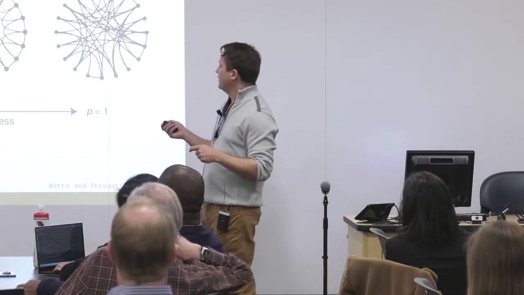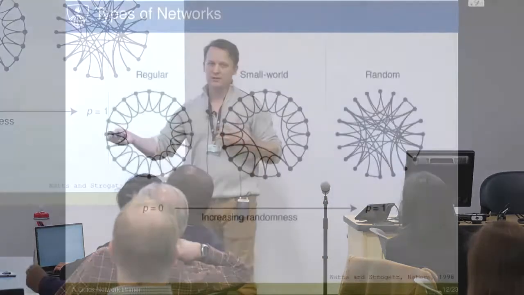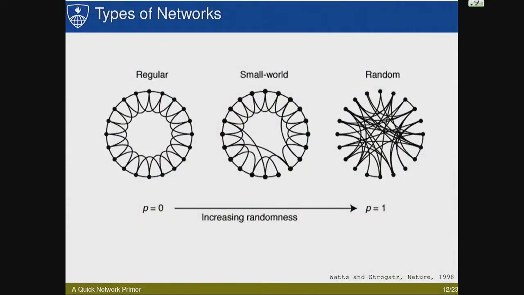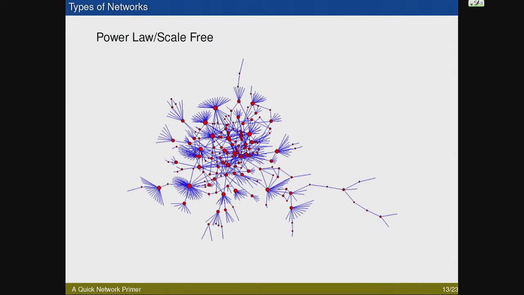And this is slightly more random. Then in a random network, there's really no association between position and who you're linked to, so disease can flow very quickly all around. There's also this idea of how much a network follows a power law or is scale free.